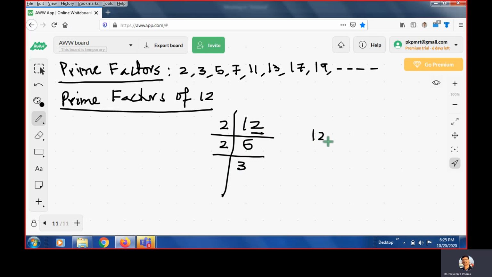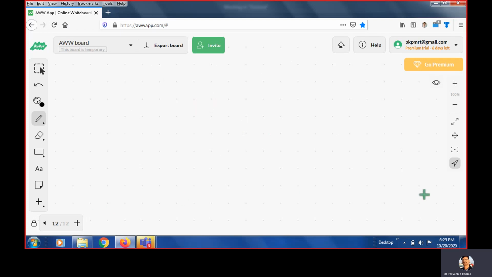So what are the prime factors of 12? Prime factors of 12 are 2 times 2 times 3. Clear? So this is 2 times 2 times 3. These are the prime factors of 12. Clear? Now we will choose another number, 18.